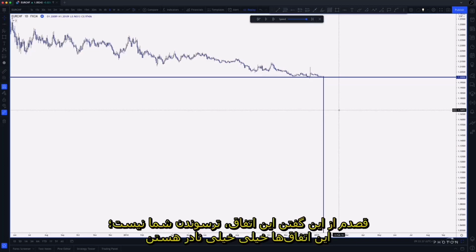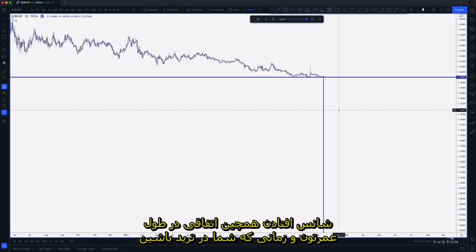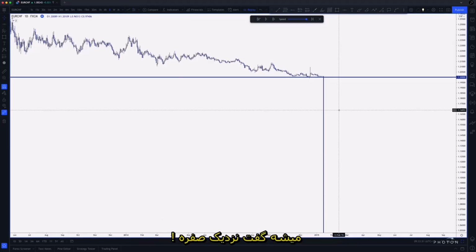The point of this isn't to scare you. These events are extremely, extremely rare. I mean, the chances of this happening in your lifetime, or even just whilst you happen to be in the charts, let alone whilst you're actually in a trade, is pretty much next to zero.